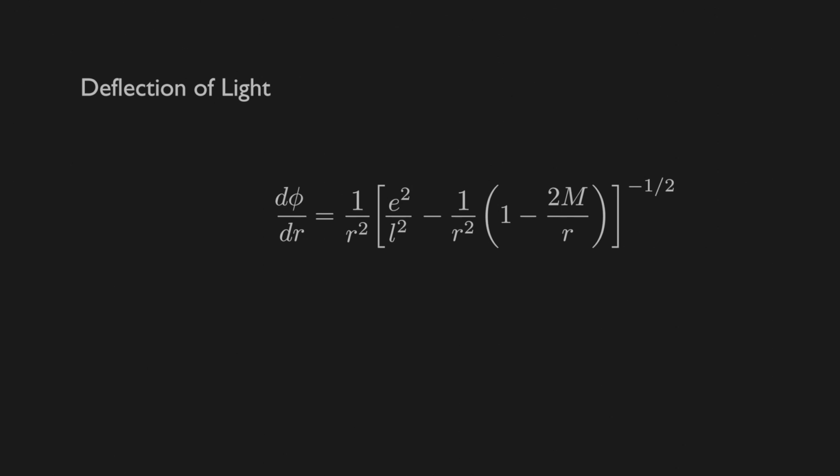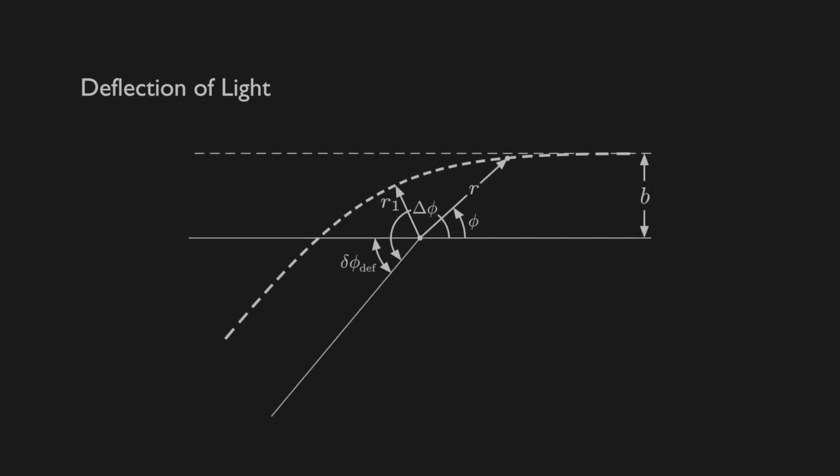It is helpful to look at a schematic of our problem now. So we have our orbit in polar coordinates r and phi. Delta phi is the total angle swept out as the light ray proceeds from infinity and back out again. The angle we are looking for is this delta phi minus pi.